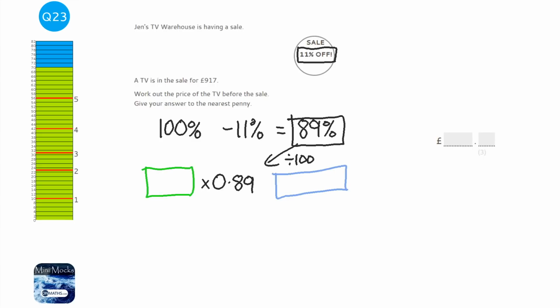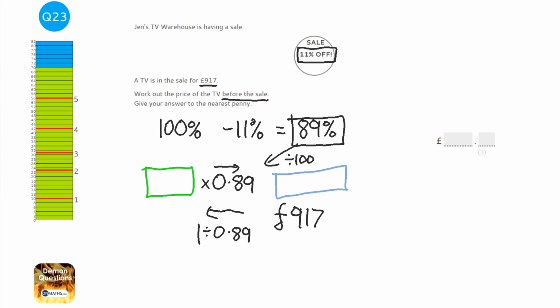But the difference with this question is we're not working this way, we're working this way. So if you have a look at the question, it says the sale price is 917, work out the price of the TV before the sale. So the end price is 917. So instead of timesing it by 0.89, when we're working the other way, we divide it by 0.89. Now I show it this way round because I like to have it in the middle, but we've got to do 917 divided by 0.89. Don't do 0.89 divided by 917, otherwise it won't make sense.